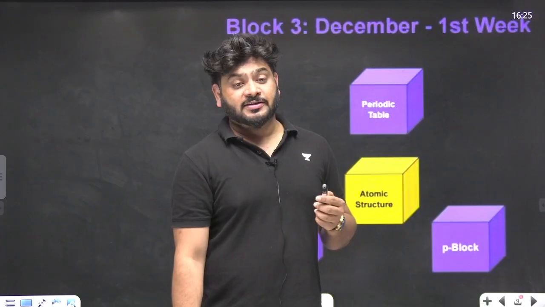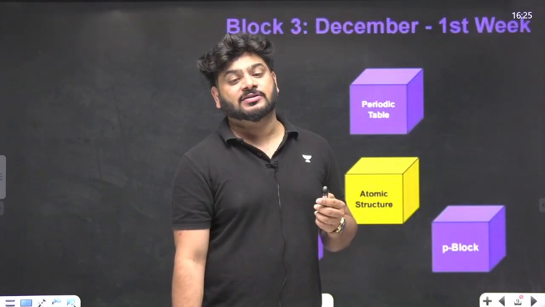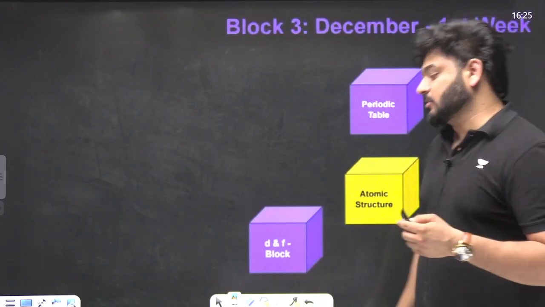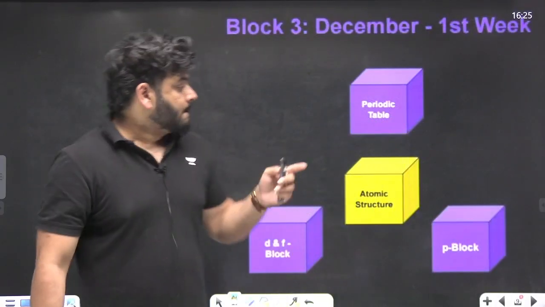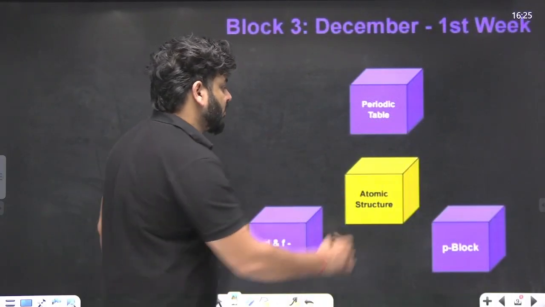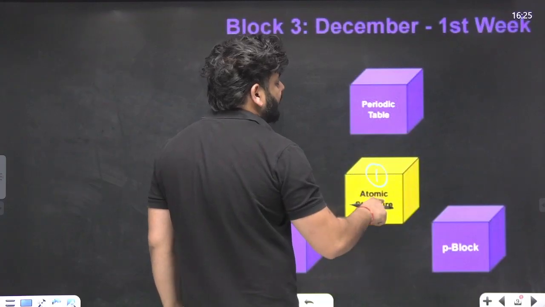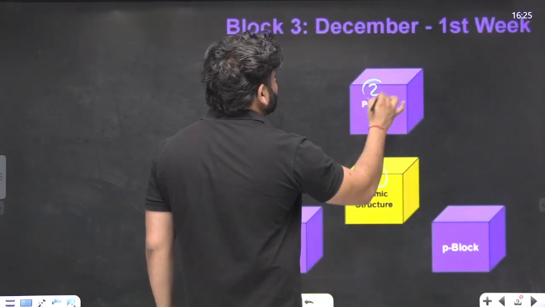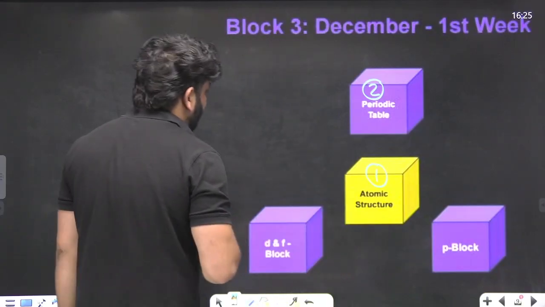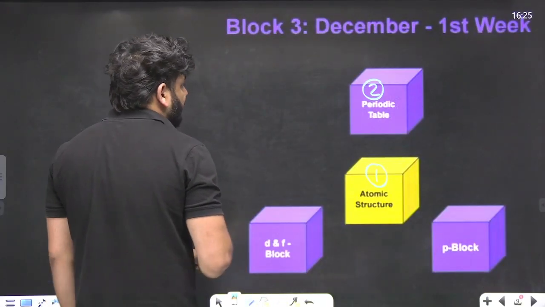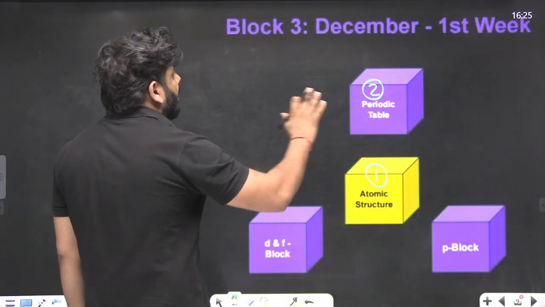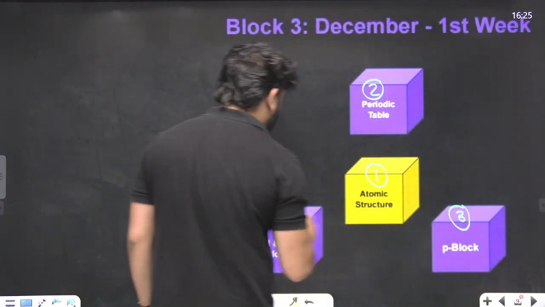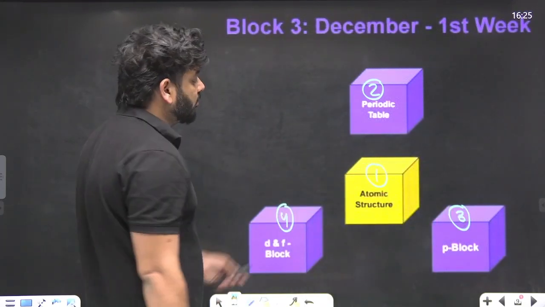Then in December, in the first week, you can start block number 3. Block number 3 contains these particular chapters. First cover atomic structure. With the end of atomic structure, you have electronic configurations. That gives you the periodic table. The modern periodic table you need to study. Then after studying the modern periodic table, you will come to some periodic properties that will be repeated in the p block and d and f block. That is how you can cover all.